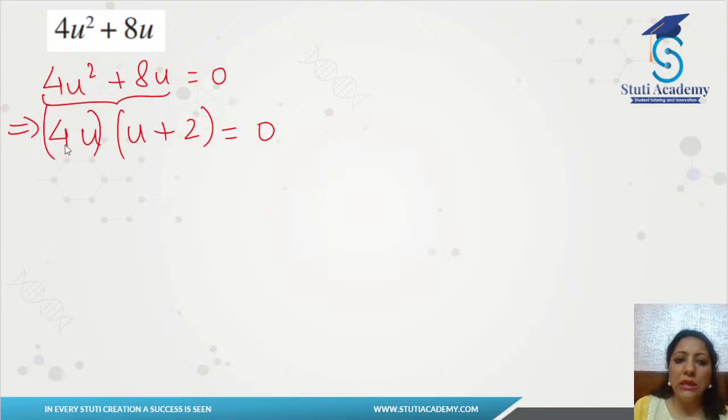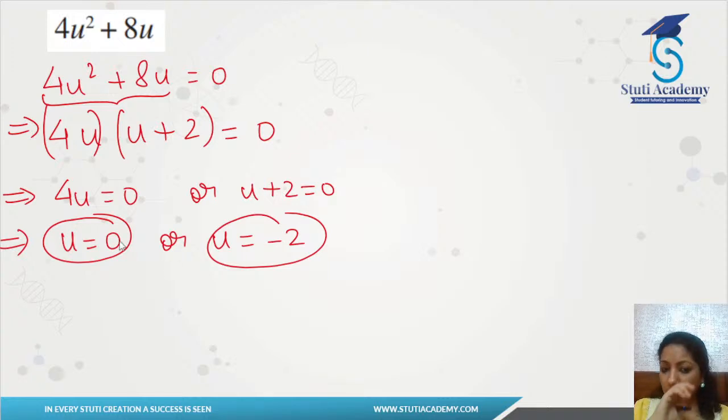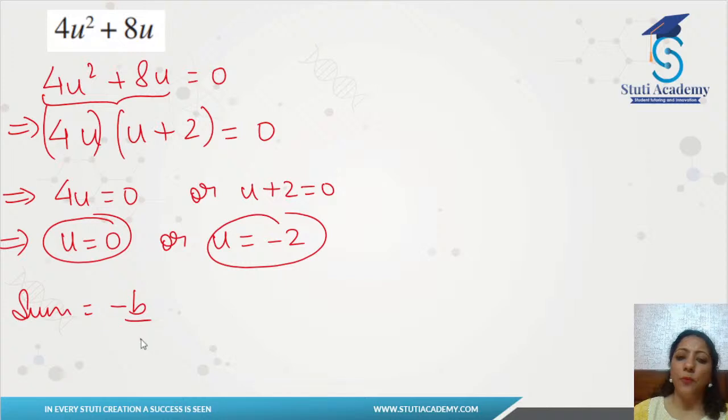From this we can say either 4u is 0 or u plus 2 is 0. If the product of two numbers is 0, either one of them is 0 or both are 0. So we have 4u equal to 0 or u plus 2 equal to 0. From here we can say either u is 0 or u equals minus 2. So these two are the zeros of the polynomial. Now please notice, we have to verify the relationship between the zeros and the coefficients. I hope you've all understood till here. Okay. Now, the sum of the zeros is given by minus b upon a.